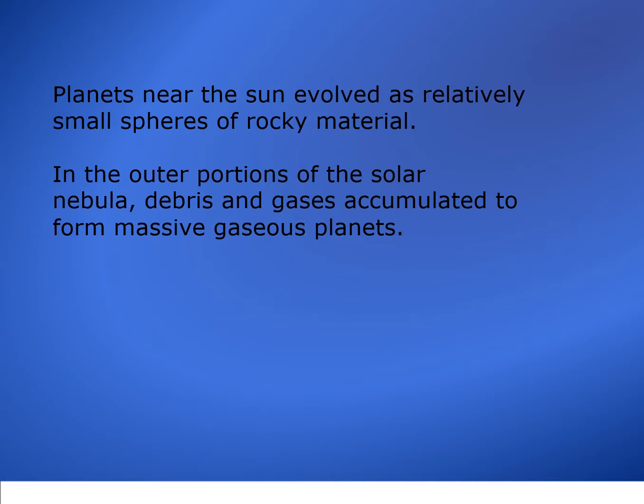Planets near the sun evolved as relatively small spheres of rocky material. In the outer portions of the solar nebula, debris and gases accumulated to form massive gaseous giants.